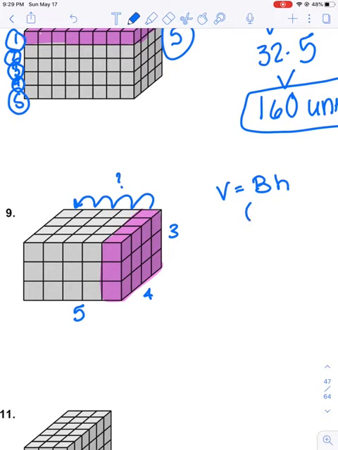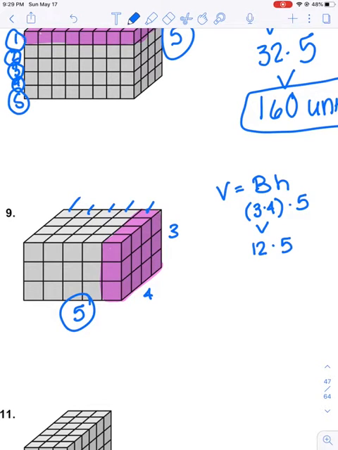Okay, so for the area of the base, it's going to be 3 times 4, and then the height is how many times the base repeats. 1, 2, 3, 4, 5, which is the same as the third number we haven't used yet. And it'll always be the same as that. So 3 times 4 is 12, so the base has an area of 12, and then there's 5 bases, because they're all stacked. 12 times 5 is 60 units cubed.